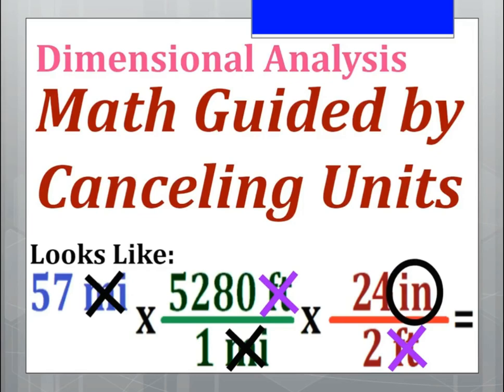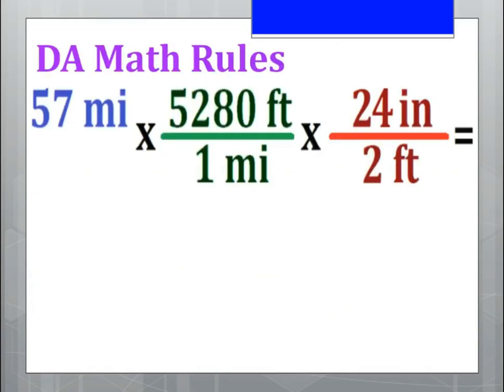5,280 feet is 1 mile. Yeah, that's true. 5,280 feet is a mile. Just like 24 inches is 2 feet. So each of these fractions are equal, but they have different units arranged so that they cancel, so that our math is great, easy, and correct every time.